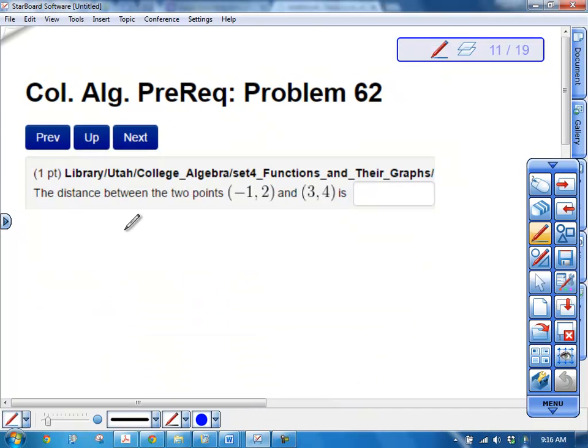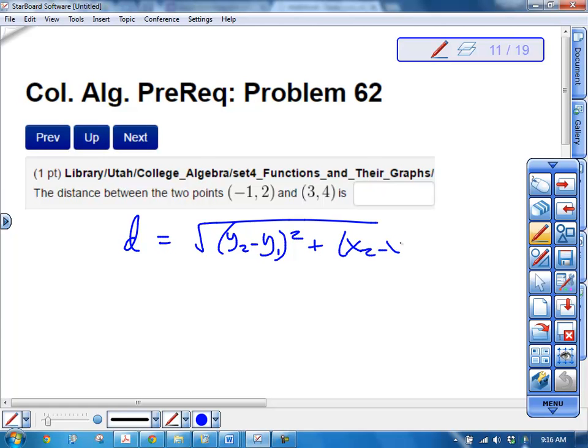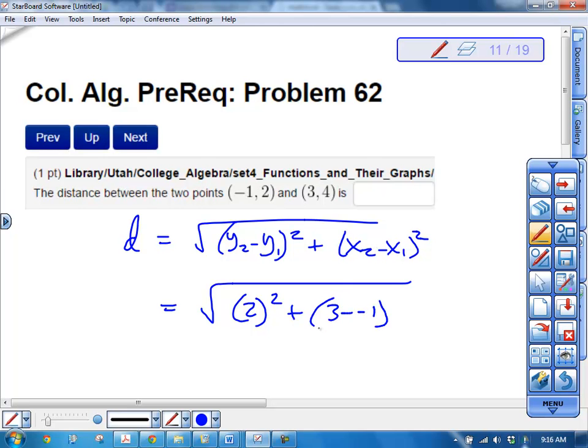Next problem is the distance formula. Distance formula is square root of the difference of the y's squared plus the difference of the x's squared. That's the formula. So in this case, that would be 4 minus 2, which is 2 squared, plus 3 minus negative 1 squared, which double negatives go positive, so that ends up being just 4. So I'd have 4 plus 16 square rooted, which is the square root of 20. So I would enter that in square root of 20.